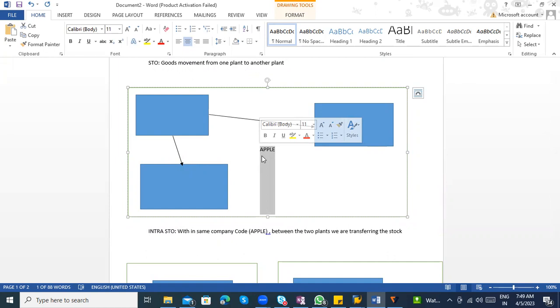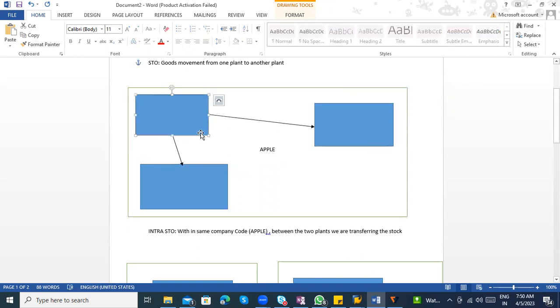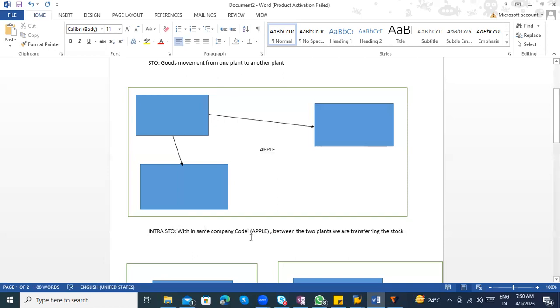If Apple also has some other manufacturing units, not electrical but something like petrol or steel or iron, a different kind of business, then obviously it is a different entity. But here Apple operates only in electronics or electrical devices. So Apple will have three branches, let's assume, and across these branches the stock movement is happening. In that case it is intra. Intra is within the same company code, within the same entity.